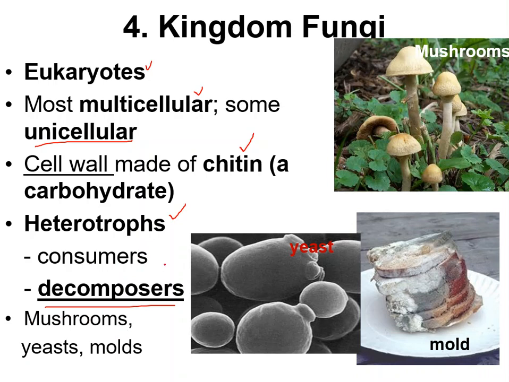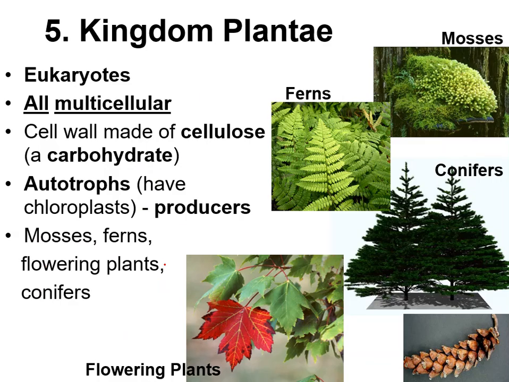So fungi. Plantae, again, eukaryotes, they are all multicellular. There are no unicellular plants. Their cell wall is made of cellulose. They are autotrophic, which means they can produce their own sugar, right? Glucose. They are producers, everything from your simple mosses and ferns to your flowering plants, conifers, right?